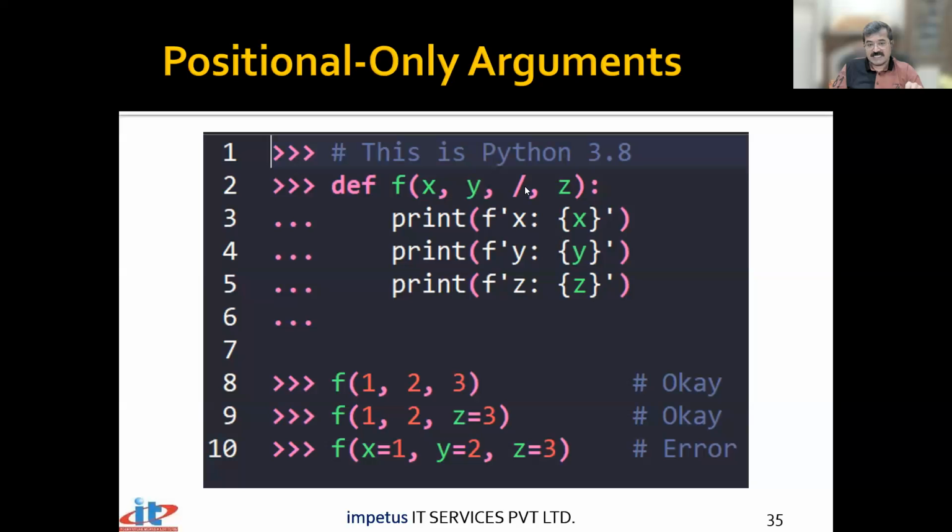So if you look at this slash that has been put over here, all the things that come before the slash are positional only. x, y are positional only, z can be positional or z can be keyword. So 1, 2, 3 passes, that's perfectly all right. If I have 1, 2 and z equal to 3, that's also okay. But if I say x equal to 1, y equal to 2, that means we are passing the first two arguments as keyword arguments, it will generate an error because x and y are positional only arguments.